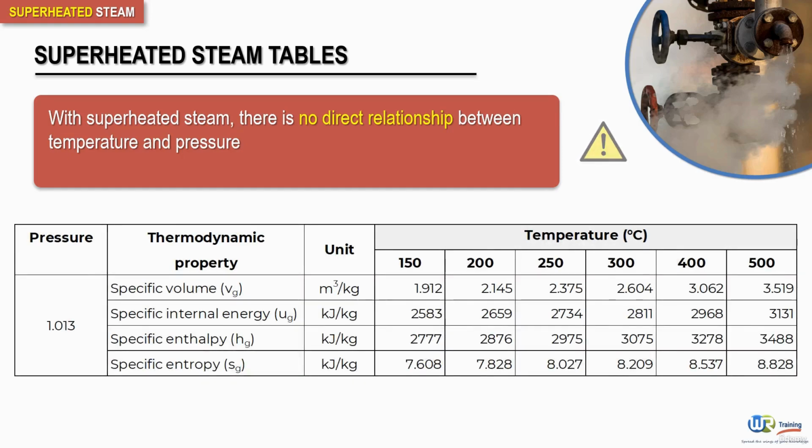The following table is an extract from superheated steam tables. The various thermodynamic properties are taken at atmospheric pressure and for a wide range of temperatures, from 150 degrees Celsius to 500 degrees Celsius.